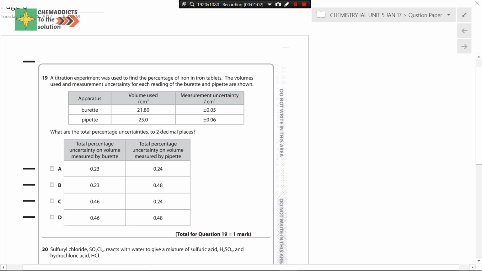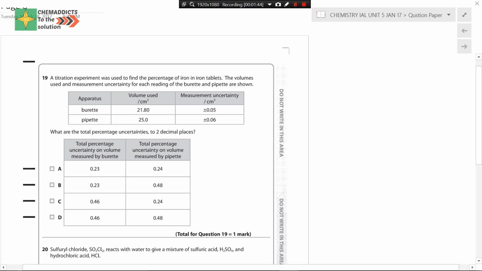Okay fellows, so what is meant by measurement uncertainty? Measurement uncertainty is the measurement of the smallest possible volume of the burette. In other words, we can say that it is the smallest volume of a droplet. The volume of the droplet is the volume uncertainty of the burette. So small droplets have a volume of 0.05 cm cube in the burette, so that is the uncertainty of the burette.